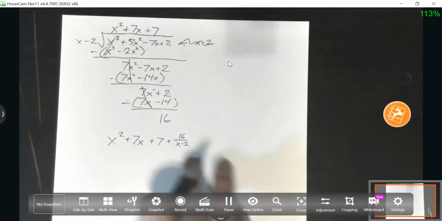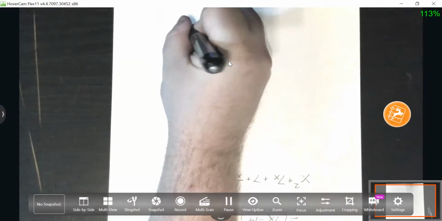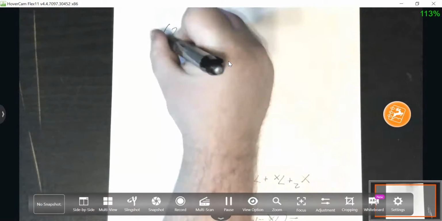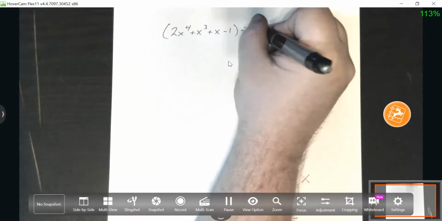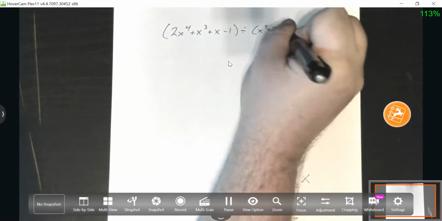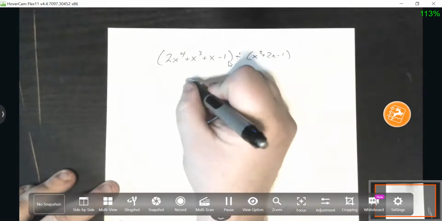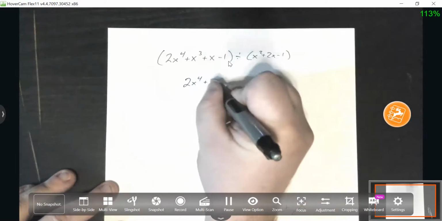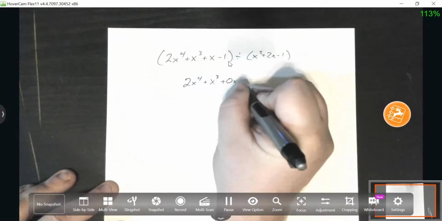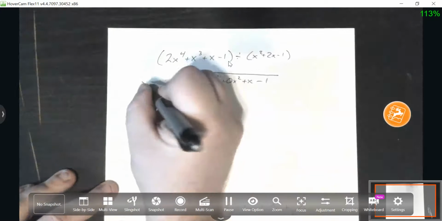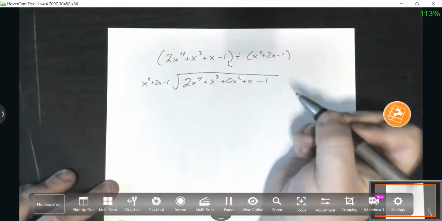All right, let's do one more of these, and we'll talk about our next type. Okay, let's do 2x to the 4th plus x cubed plus x minus 1 divided by x squared plus 2x minus 1. Okay, so we're going to write it out. 2x to the 4th plus x cubed. We're missing an x squared, plus x minus 1. Write in our little sign, dividing by x squared plus 2x minus 1.